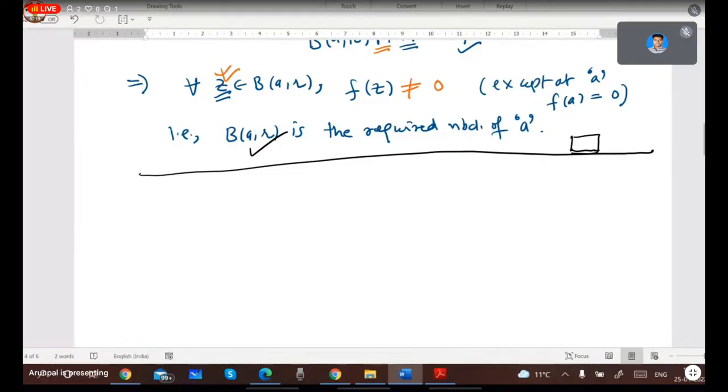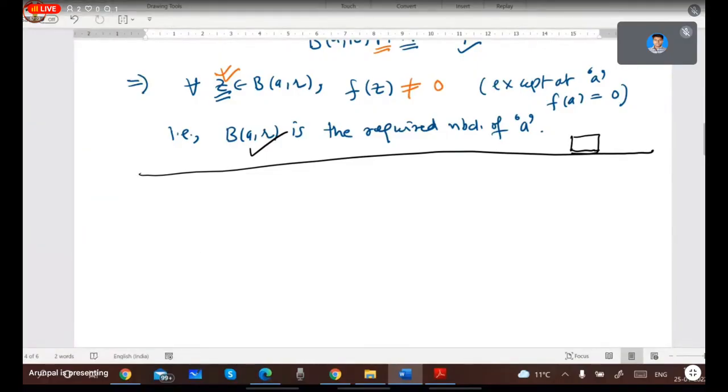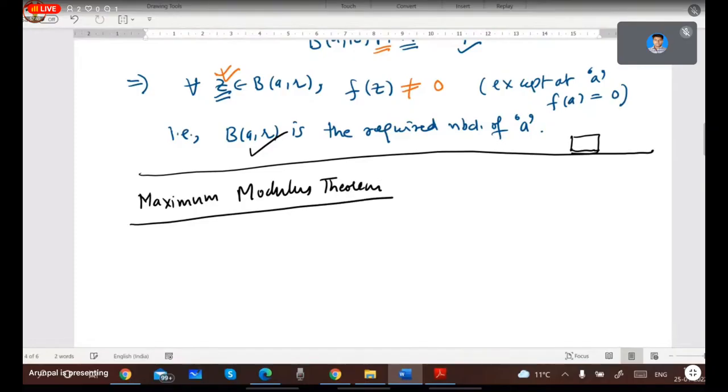Yes, sir. Now, class, we are almost towards the end of today's class, and in this section now we are left with the last item, what is called the maximum modulus theorem. Very important, maximum modulus theorem. Actually, we have three different versions of this theorem in our course.